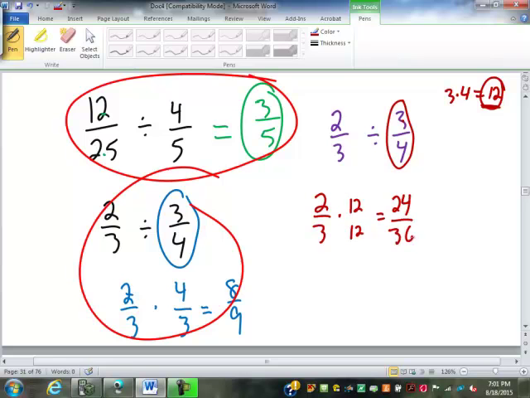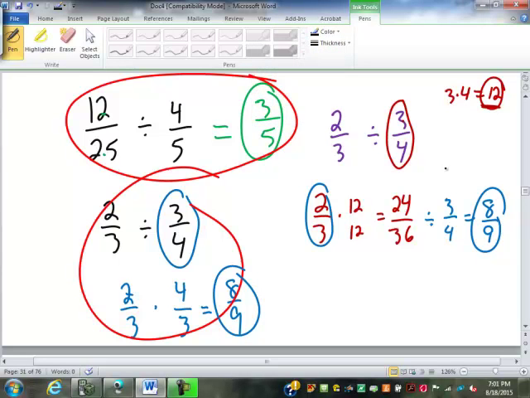24 over 36. Now that I've done that, of course, 24 over 36 is the same as 2/3. I'm going to divide that now by 3/4. 24 divided by 3 is 8. 36 divided by 4 is 9. 8/9.